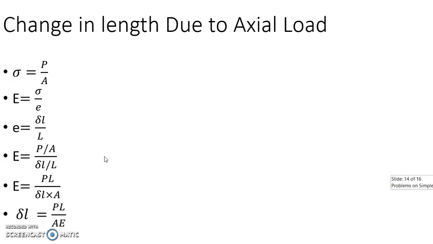In this third video lecture, we are going to see simple stress strain problems in type of axial load. In this, we are going to learn first the relationship, how to calculate the delta L. So this is the first one, change in length due to axial load. Sigma equals P by A. Sigma stands for stress. Unit is Newton per mm square. P stands for load, divided by area. Okay, so this is the stress.